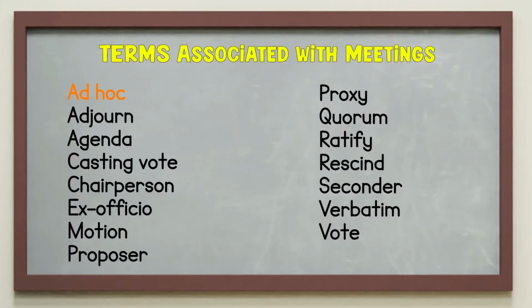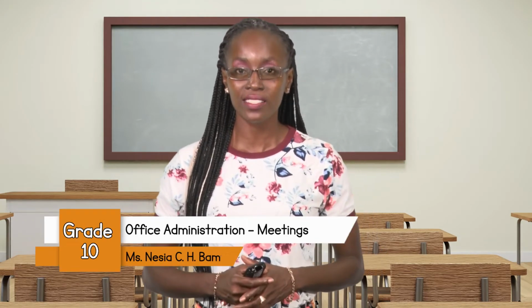Let us dive more specifically into the terms associated with meetings. These terms are 15 in number. Let us look at each of them. They are ad hoc, adjourn, agenda, casting vote, chairperson, ex officio, motion, proposer, proxy, quorum, ratify, rescind, seconder, verbatim, vote. We will now focus individually on each one of these terms.